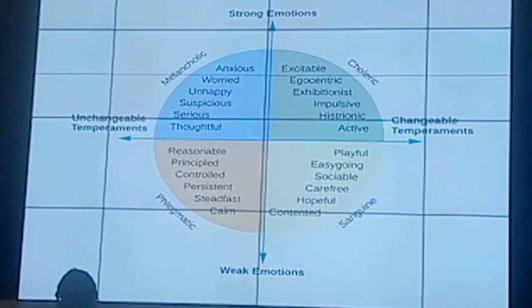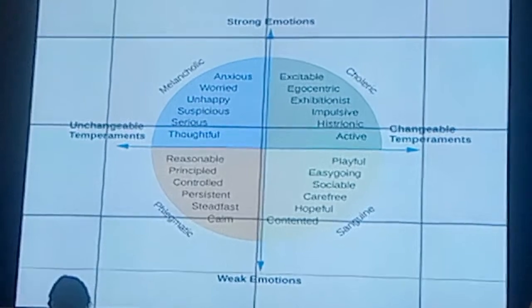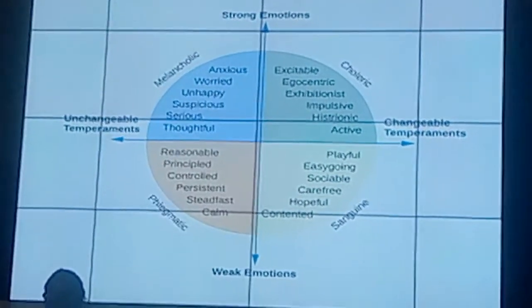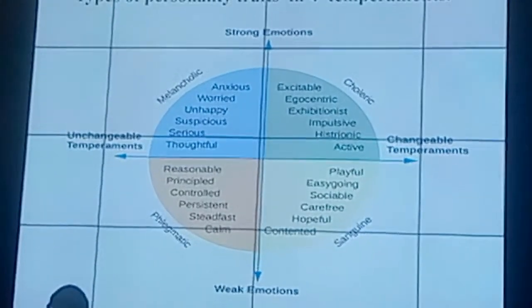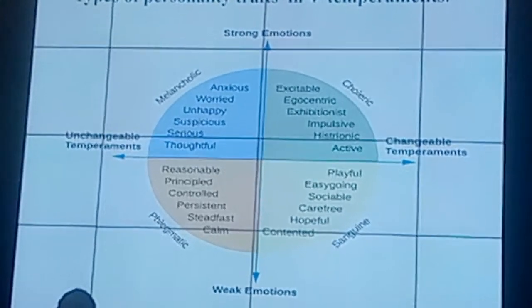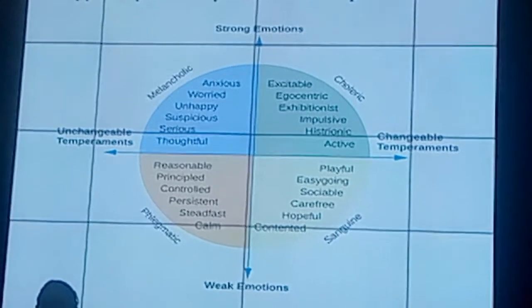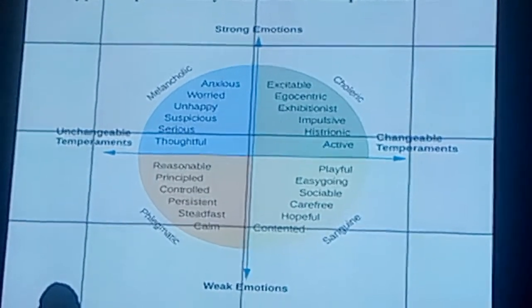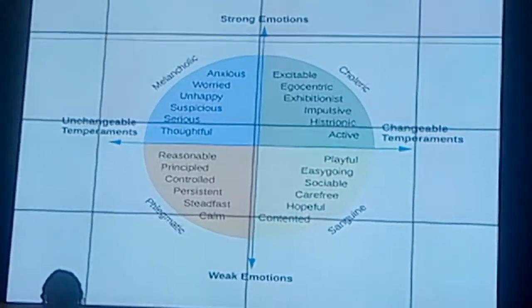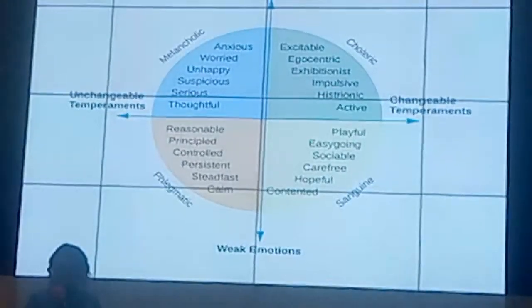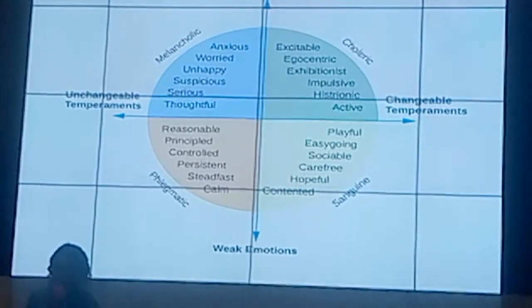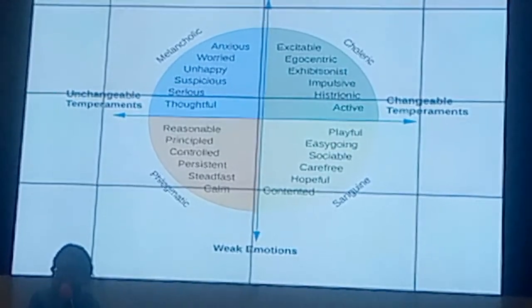So we have the phlegmatic. These are reasonable, principled, and controlled, and persistent. You can even identify from the word grouping and with the vocation traits which they have, that actually these people belong to this type of a group. We have the melancholic. These are the anxious ones, worried, unhappy, suspicious, and those.